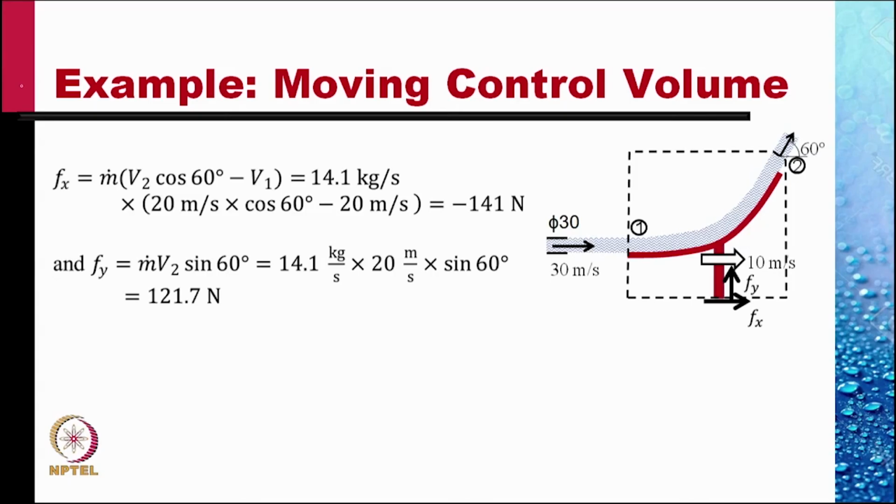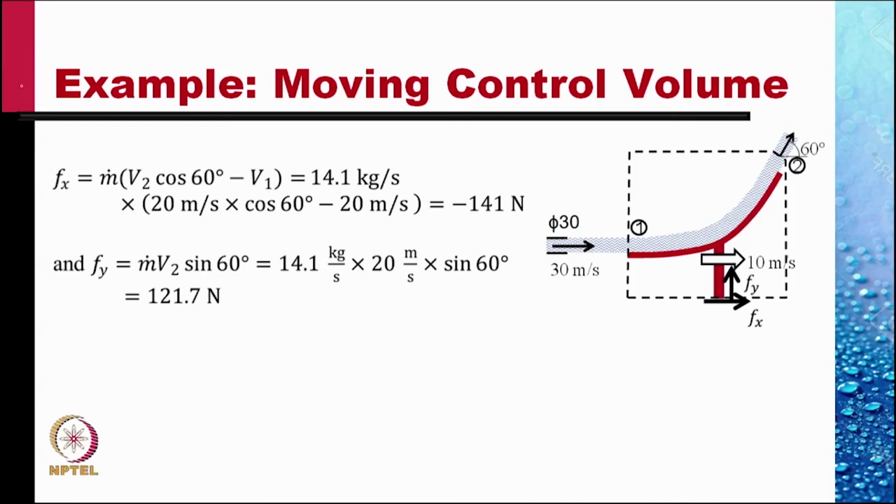This is the force we need to apply to hold the vane moving at a speed of 10 meters per second, that is, to prevent any acceleration of this vane. So that means effectively the water jet is applying a force towards the right. And to overcome this, we have to apply a negative force, minus 141 Newton.